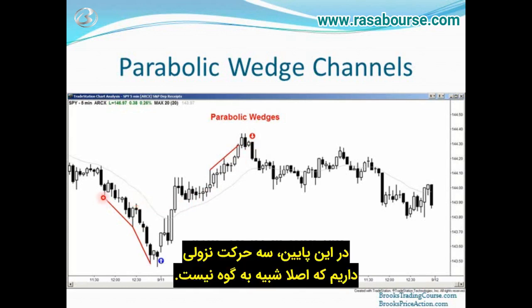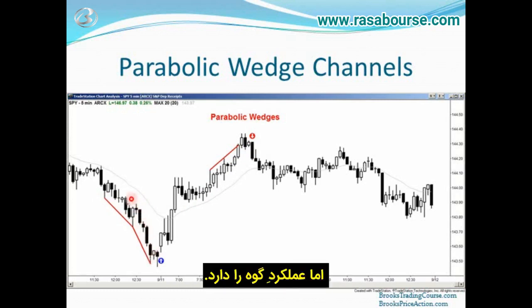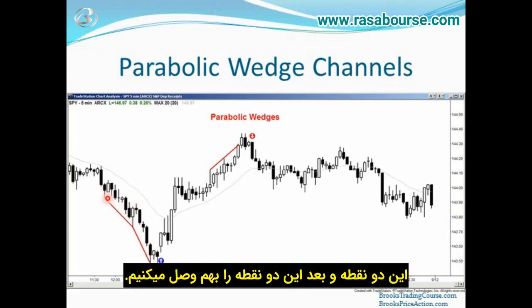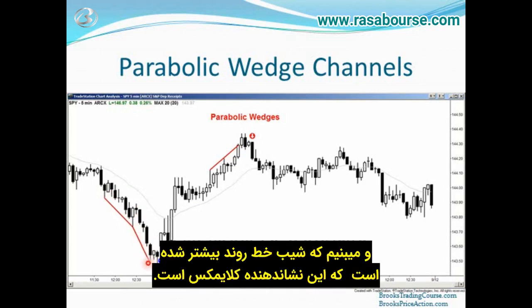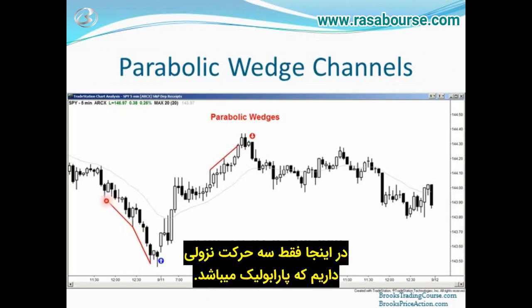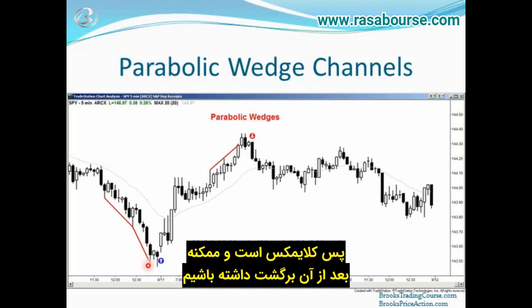At the bottom we have 3 pushes down, not wedge shaped at all, but functionally it's the same concept as a wedge. So once you start getting a parabolic curve, you connect these 2 lines, and then you connect these 2 points, you get a steeper trend. That's a climactic move, and I call it a parabolic wedge. Even though it's not a wedge shape, it's a 3-push pattern, and it's becoming parabolic. So it's a climax and can lead to a potential reversal.